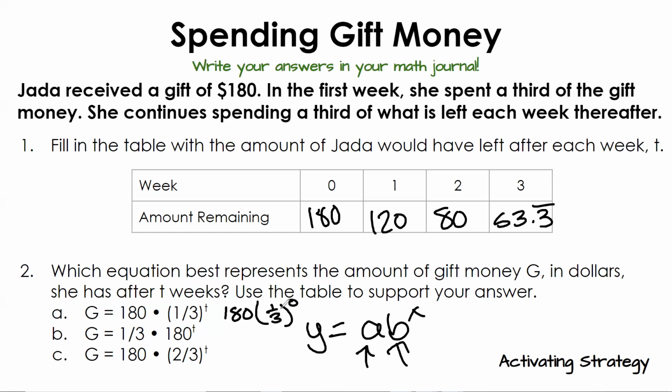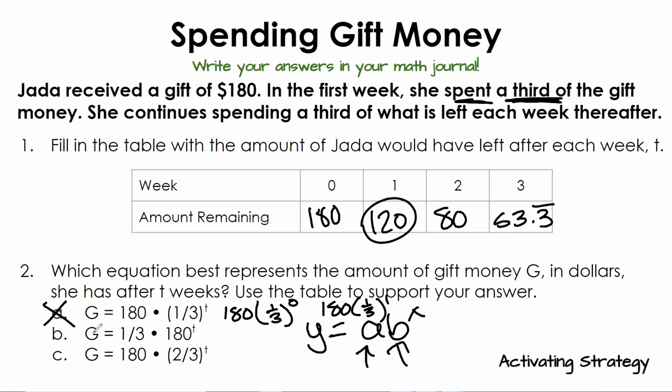Okay, so when you plug that in, you got 180. But if you plugged in 1, do you get 120? No. So it would not be A. The reason why is because she spent a third. How much is she actually keeping? She's keeping 2/3, right?